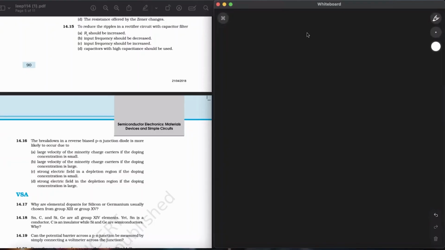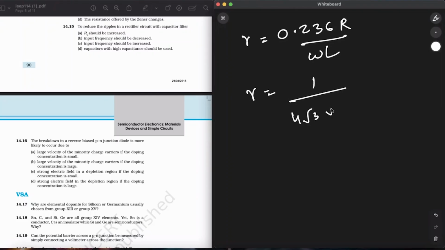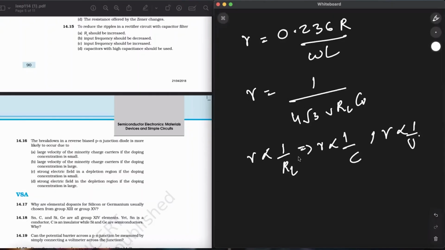Ripple factor R of a full wave rectifier. Okay, I just write it over in 0.236 R upon omega L, where L is the inductance of the coil, omega is the angular frequency, and R is the ripple factor. Now this R can be written as 1 upon 4 under root 3 V R L C. So R is inversely proportional to 1 upon RL, R is inversely proportional to 1 upon C, and R is inversely proportional to 1 upon V. So the ripple factor is inversely proportional to RL, C, and V. Ripple factor R is inversely proportional to all three of these.